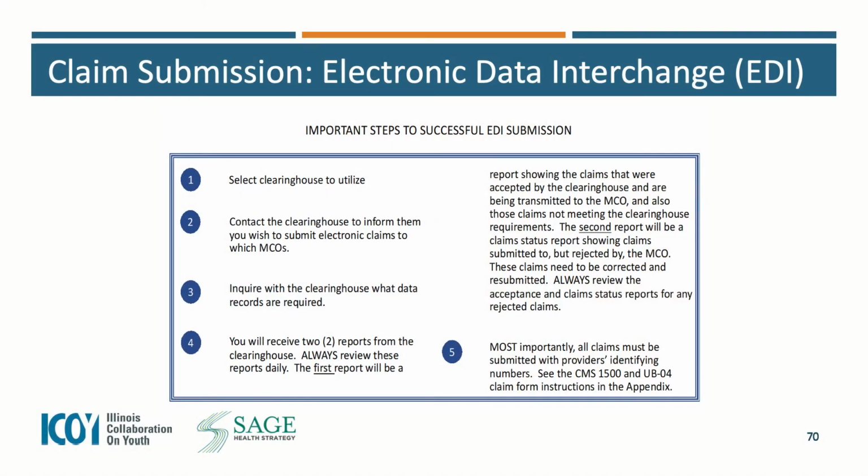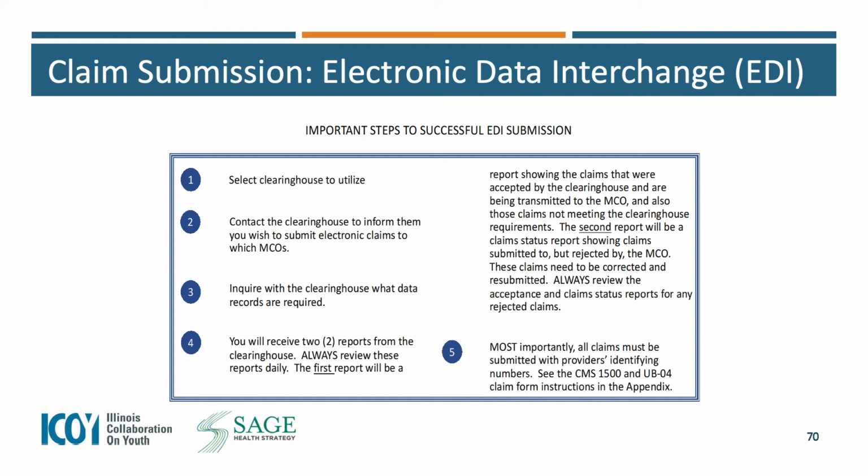The way this works is you submit the claim to the clearinghouse. It does an initial pass to make sure that all the data elements that the MCO requires are there. If it passes that first screen, then it gets submitted to the MCO for adjudication, and then hopefully payment. If it does not meet those screens, like maybe you forgot a date of birth or a diagnosis code, there are various screens, it's going to reject that claim and send it back to you. That claim never got to the MCO.